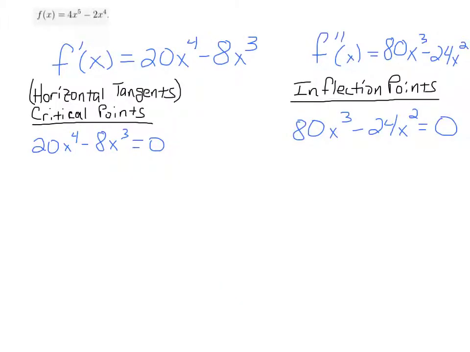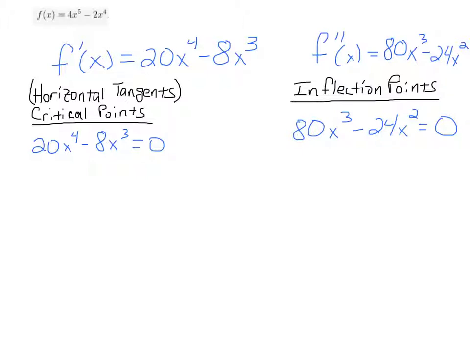All right, first off, we're going to take the first and second derivatives, and we're going to set them each equal to 0. In the case of the first derivative, we're looking for critical points, and remember that critical points are where we'll have horizontal tangents to the graph of the function. And so let's follow along with that.